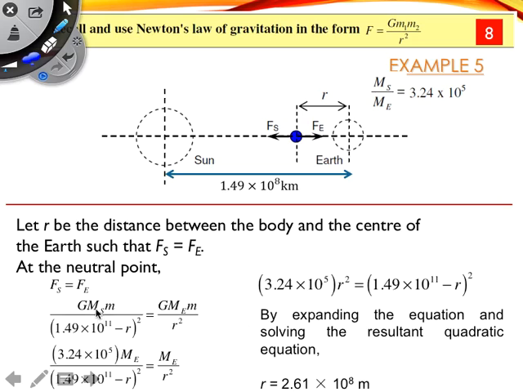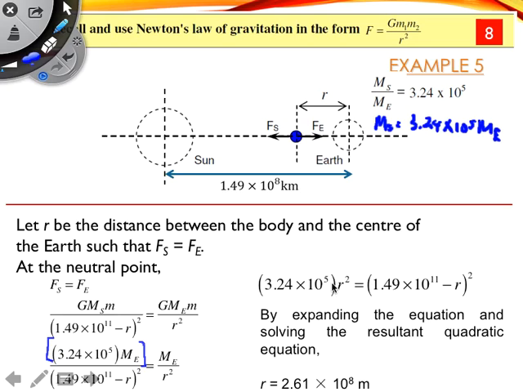Because of this equation, I can express the mass of the sun as 3.24 times 10 power 5 times the mass of Earth. So that's why I sub this into here, in terms of the mass of Earth. Why do I do that? So that I can cancel off.